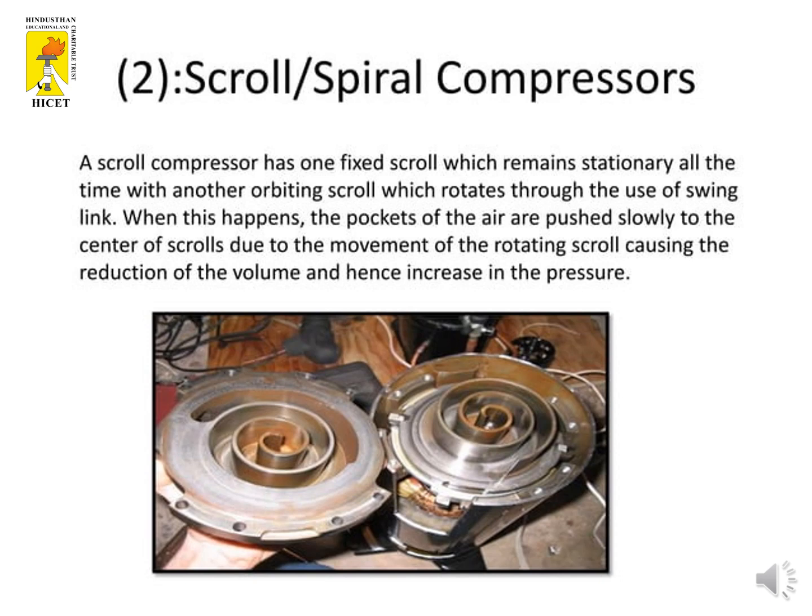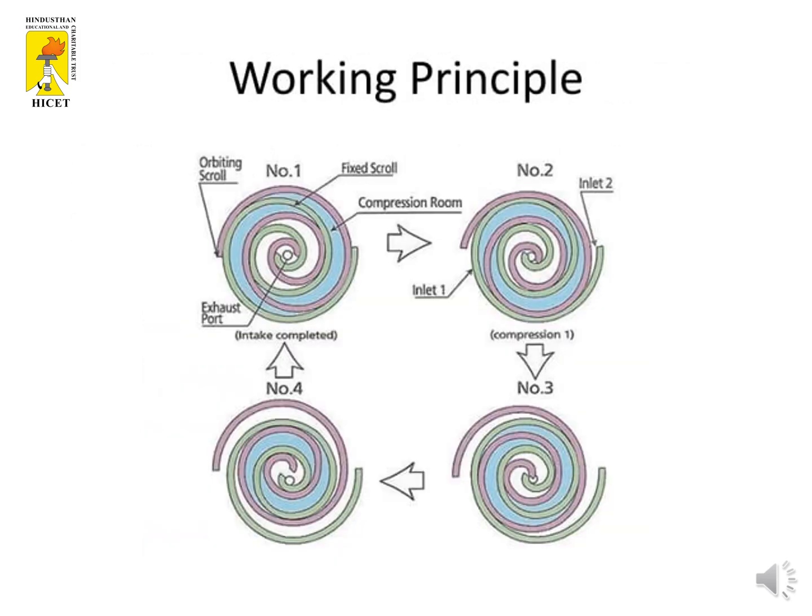Next are scroll or spiral compressors. A scroll compressor has one fixed scroll which remains stationary all the time, with another orbiting scroll which rotates through the use of a swing link. So one rotates and one is stationary. When the rotating scroll comes in contact with the stationary scroll, it compresses the liquid which is passed through in between. So this is where compression happens.